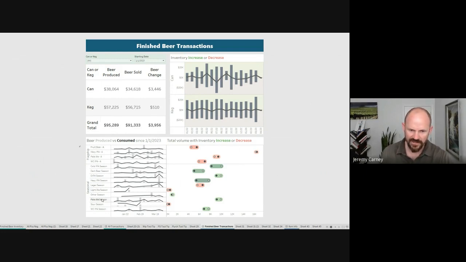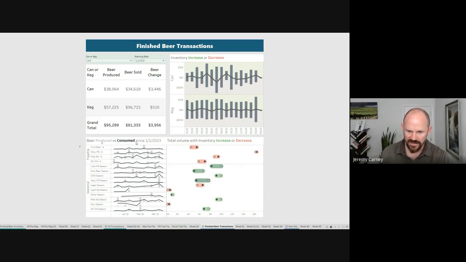And then we have our different types of beer. What we're showing on this graph is we produced beer. That's going to be the lighter gray bar. So here's an example of beer we produced. And then the consumed beer is going to be the darker gray or almost black line.